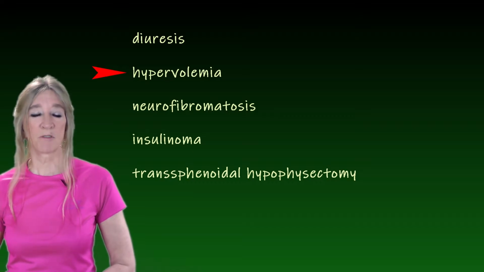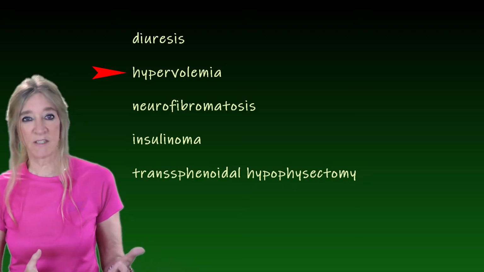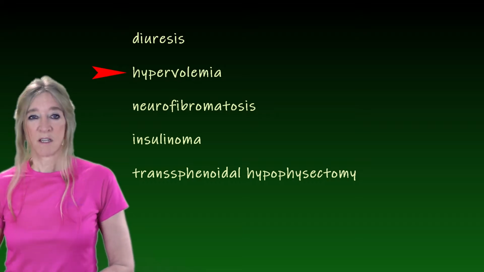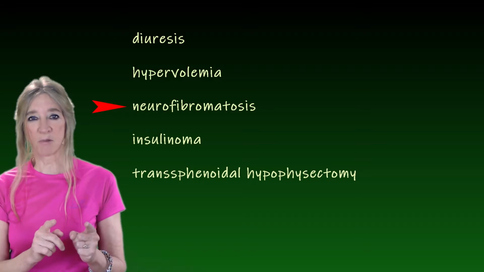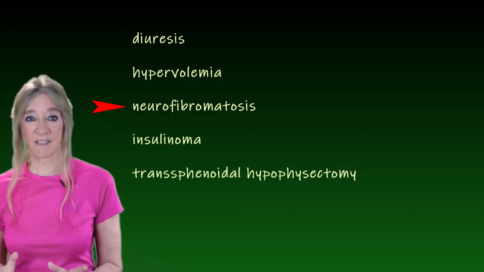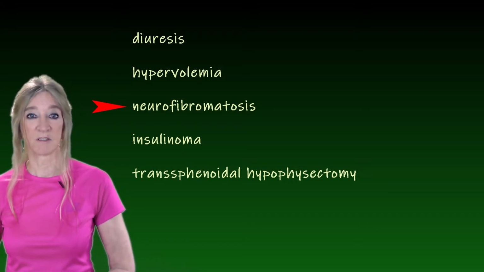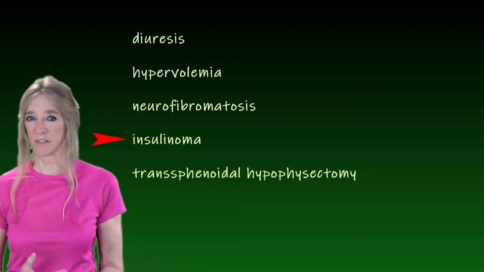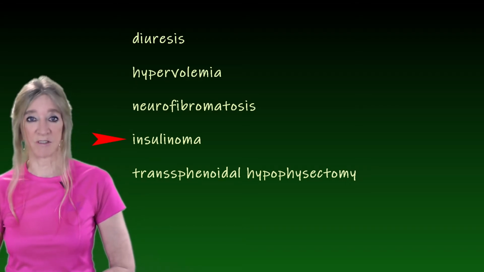The next word, hypervolemia, it's too much something in the blood. Actually, it's an increased or excessive volume of blood plasma. The next word, neurofibromatosis. We've got nerve, fiber, tumor, condition, and neurofibromatosis is a condition of fibrous tumors growing in the nervous system. The next word, insulinoma, some sort of tumor and insulin. As a matter of fact, it is a tumor causing excessive insulin production.